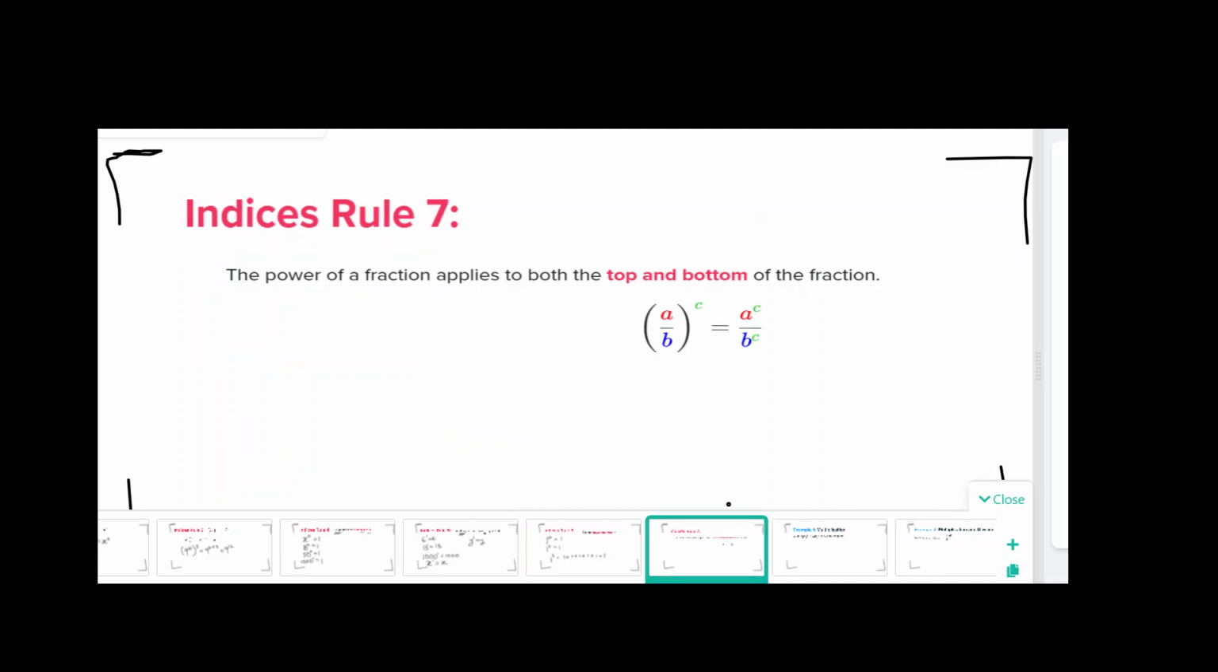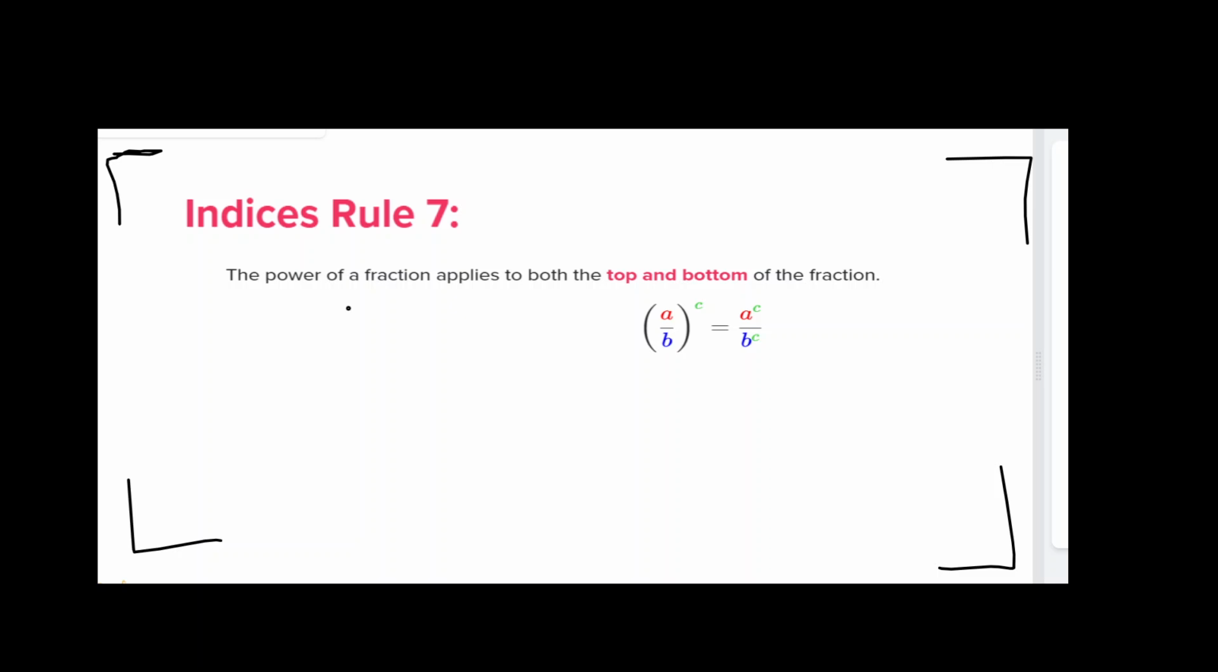Okay, we've got one more rule. The power of a fraction applies to both the top and the bottom of the fraction. So I always say to students, whatever you do to the top, do the same to the bottom. So you're trying to be fair. So here we have A over B, which is in a bracket, we've got C on the outside. It means that that C affects A, it also affects B.